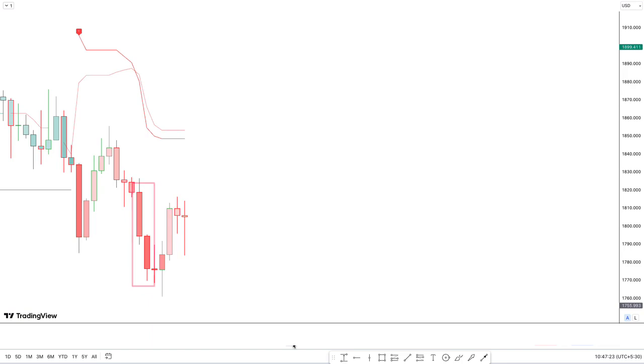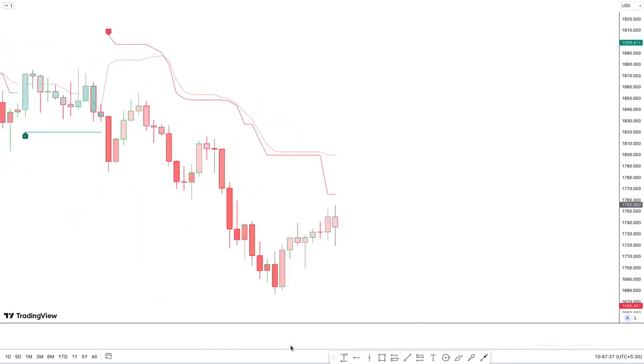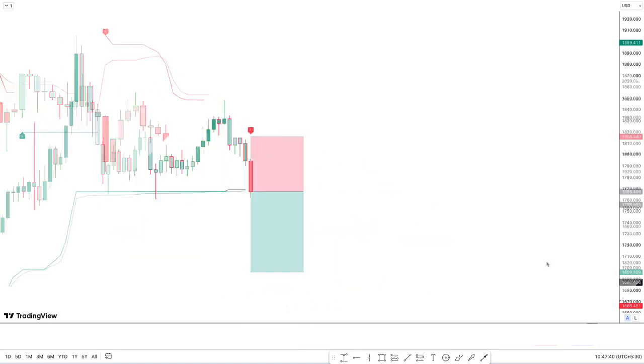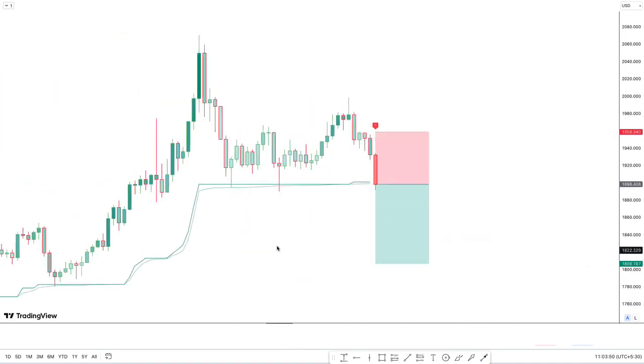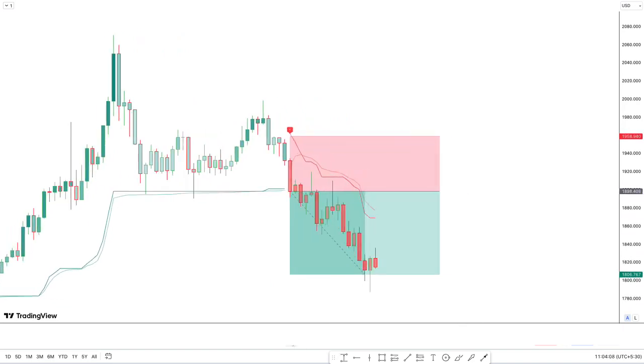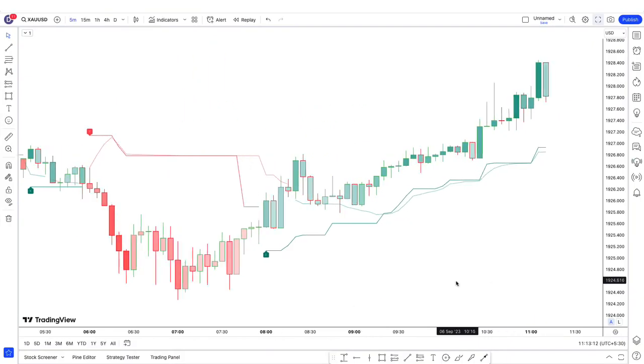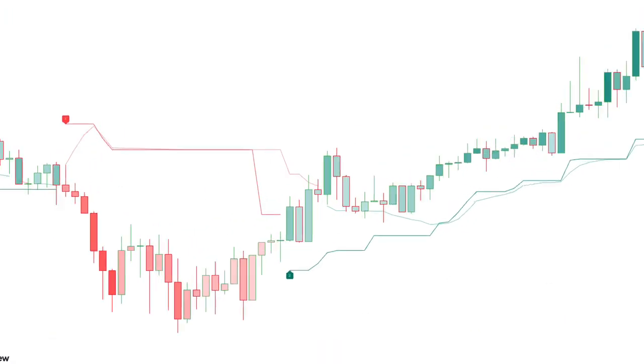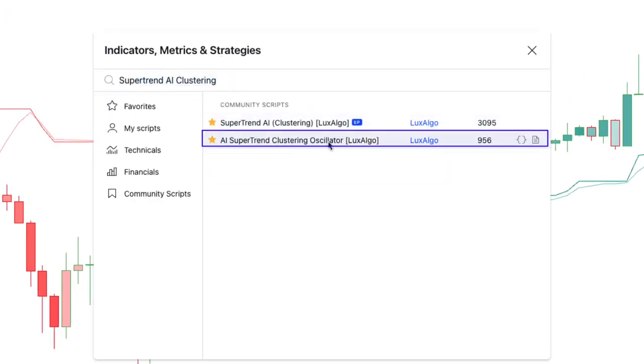While this indicator is very much powerful on its own, there is also an extension for this indicator in an oscillator format that even further improves your analysis. Go back to the Indicators tab and search Supertrend AI Clustering and add the oscillator by Lux Algo.